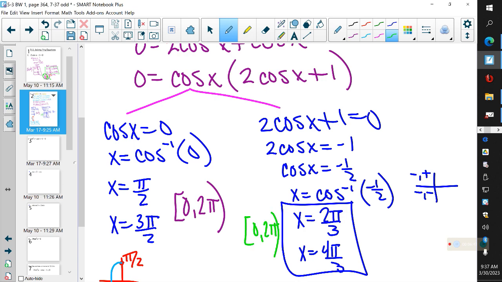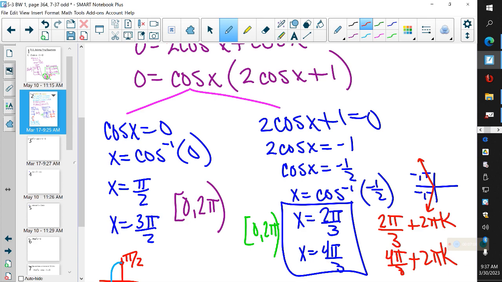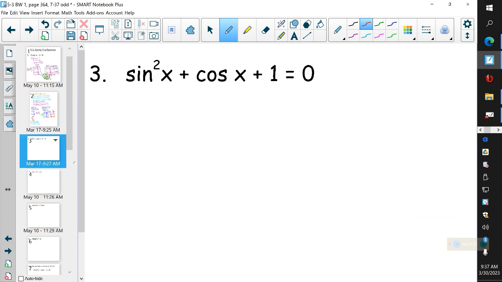And then if I wanted my other answers, let's look at that. Your angle's here, and your angle is here. That means that I cannot add pi units to get them. I have to add 2 pi units to get them. So that's going to be 2 pi over 3 plus 2 pi k and 4 pi over 3 plus 2 pi k if the answer says multiple. Okay? So that brings us to number 3.